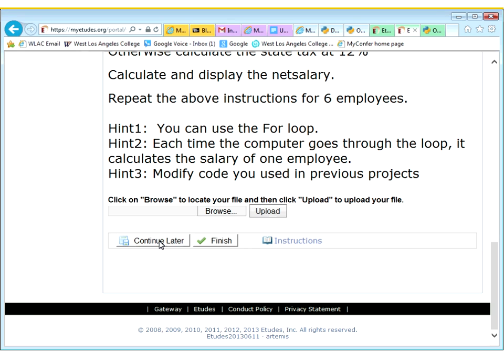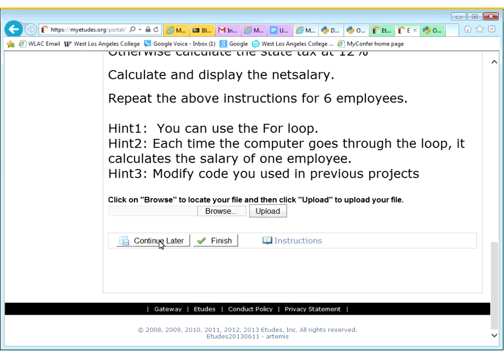You can't stick your hand back into the mailbox and try to get the letter back. So finish means it's gone. And if you've done that, then you need to contact me for me to re-release the assignment for you to be able to resubmit. So again, make sure that when you hit finish, that you're sure that you want to close this project or this assignment out, and you're not going to go back to it.